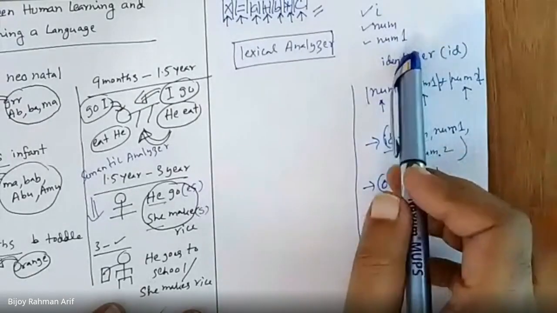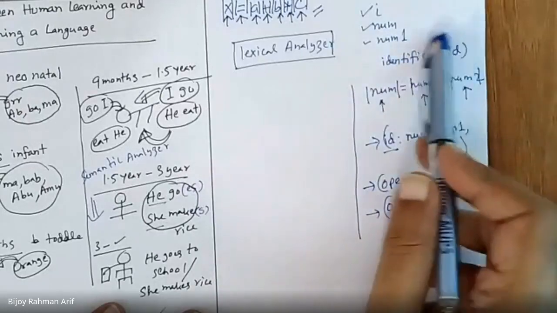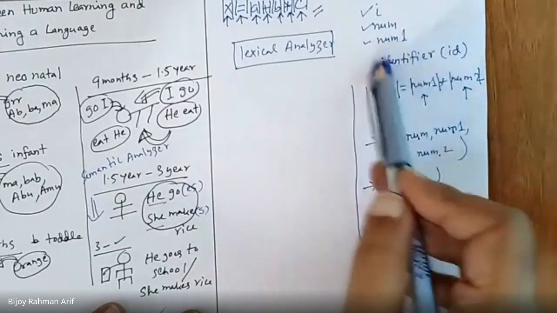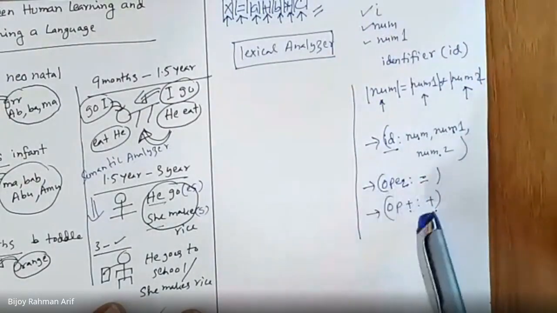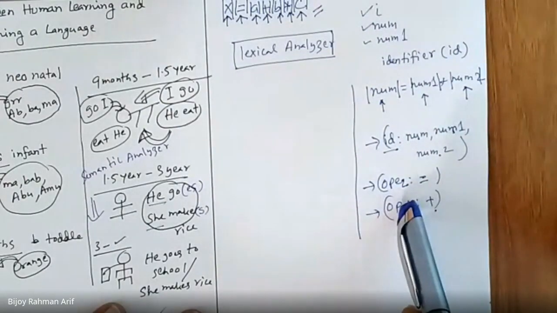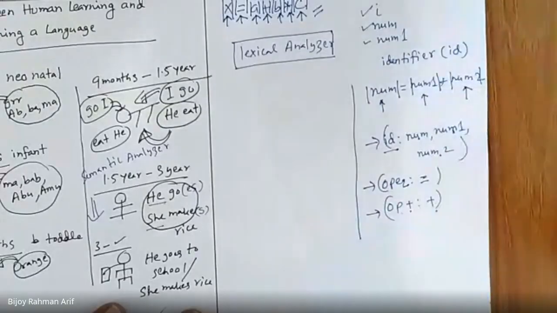Yes sir. Which one is the tokenizer, sir? Tokenizer is the generic name. Identifier is the token. Operator equal is a token. Operator plus is a token. Num1 and num2 have a generic name, which is nothing but ID or identifier. That is called a token.